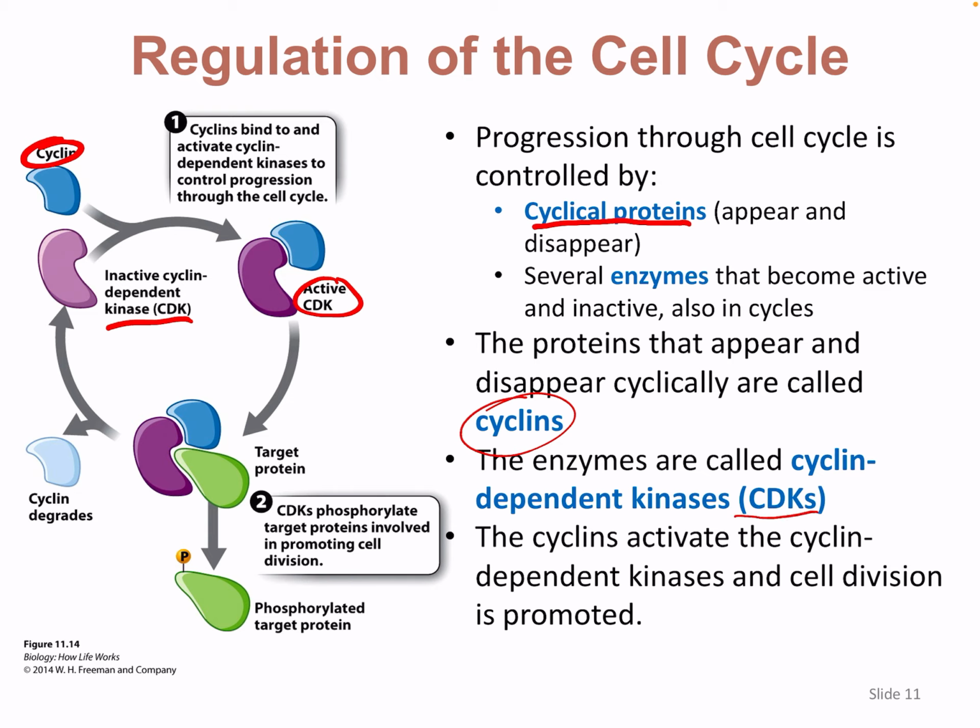The cyclins activate the cyclin-dependent kinase, and cell division is promoted. Here, our cyclin binds to and activates cyclin-dependent kinases to control progression through the cycle. When these are activated, we move through the cycle. This active CDK binds to its target protein, and the CDK phosphorylates the target proteins involved in promoting cell division. We can see here the phosphorylation. Then eventually the cyclin will degrade and it will become inactive.